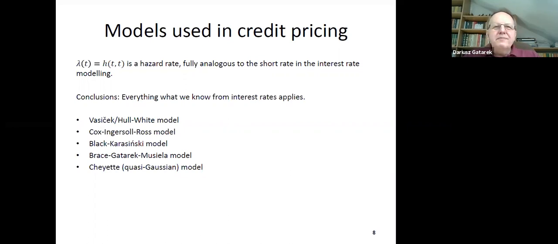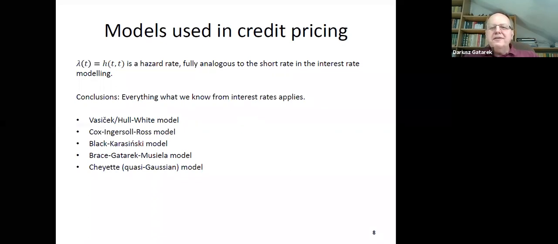Okay. Say it directly. Probabilities never exceed 1. So in the Vasicek or Hull-White model, it would be probable. And how do we practitioners deal with that problem? Any guess from the audience?